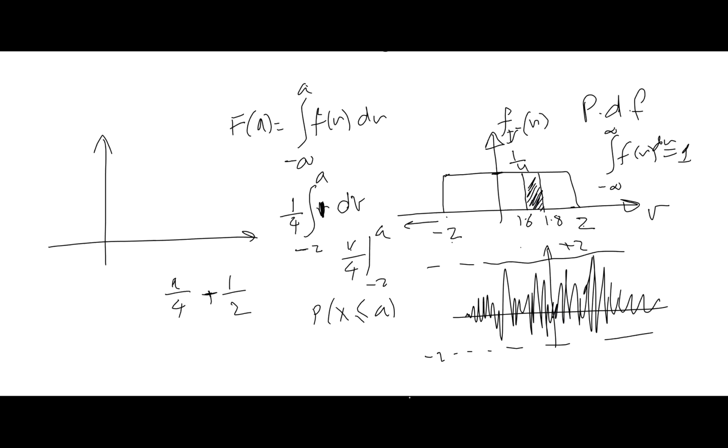Now if I put A equal to -2, because the minimum that A can take is -2, then -2 divided by 4 equals minus half, plus half equals 0. So at -2, f of A will start at 0. Then at A equal to 0, 0 divided by 4 is 0, plus half, so the result will be half. So at 0, it will be half.